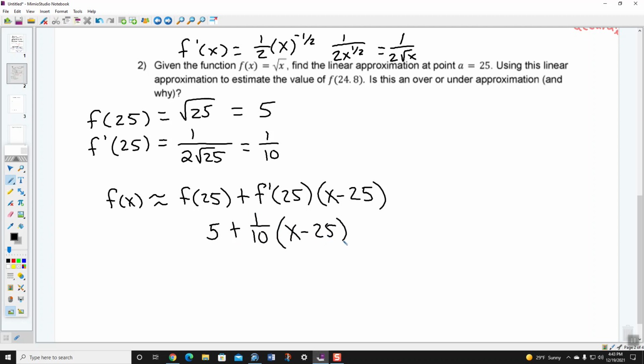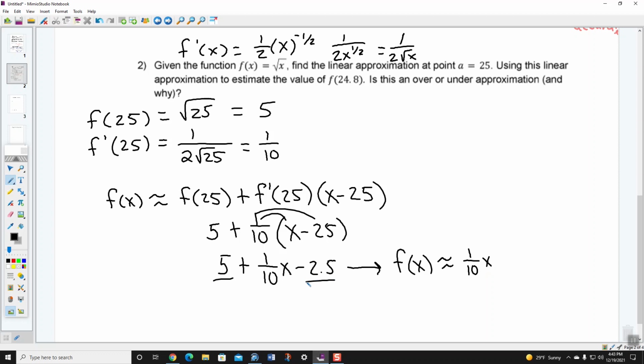So we'll go ahead and distribute here. I've got 5 plus 1/10 x, and then 1/10 of 25 would be minus 2.5. So in simplest form, here's our tangent line approximation. We have f of x is approximately 1/10 x, and then the 5 minus 2.5 part, those constants combine to be a plus 2.5 on the end.